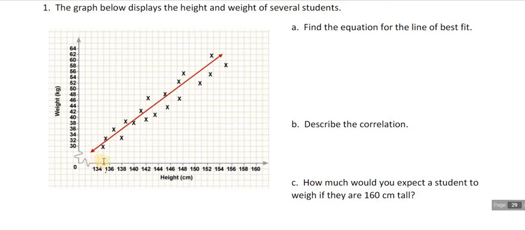So 134, 135, 136, 137, 138. But because there were no data values from 0 to 134, they just cut that part off so that it's not in the way and making the graph bigger than it needs to be. And then the same thing with the weight. On the y-axis, each tick mark or grid line is 2 kilograms. But we jumped from 0 to 30 right off the bat, so we had a break in the graph.